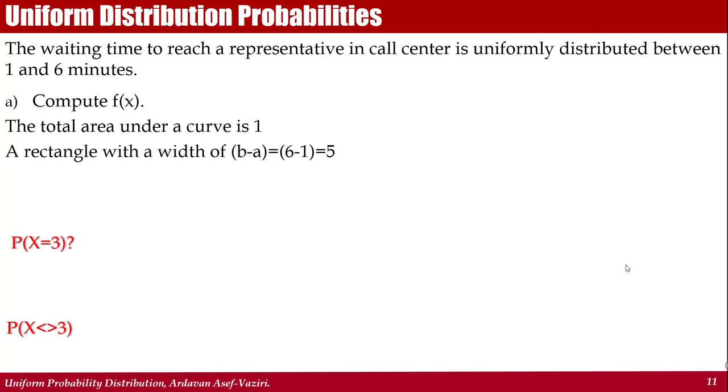The width is 6 minus 1, which is 5. The height is 1 over 5. Then 5 times 1 over 5 is 1. What is the probability of x equal to 3?